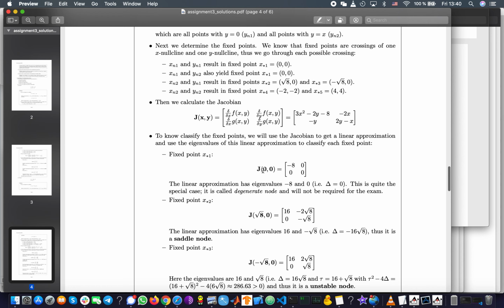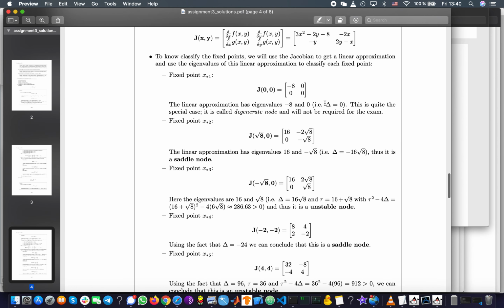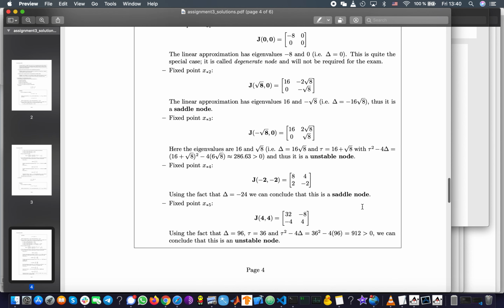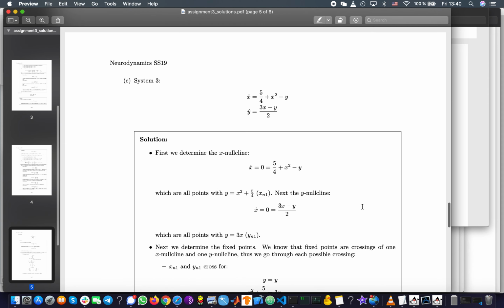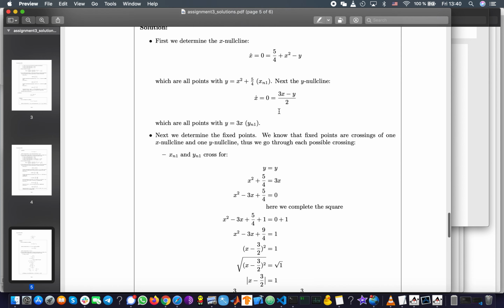And again for those fixed points we just put the numbers here, and based on the sign of delta as well as our trace, we can find the stable and unstable nodes or the saddle nodes. And same for this system. So all of them are the same. We can have a lot of them.